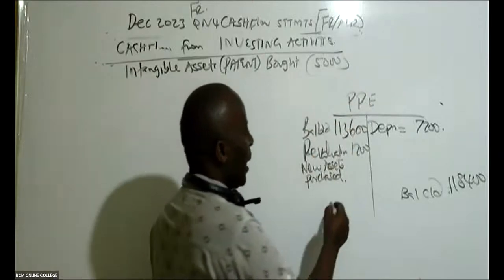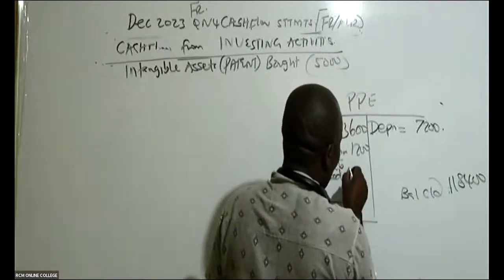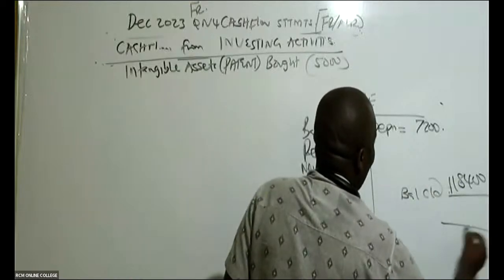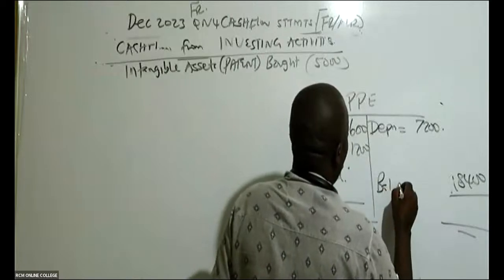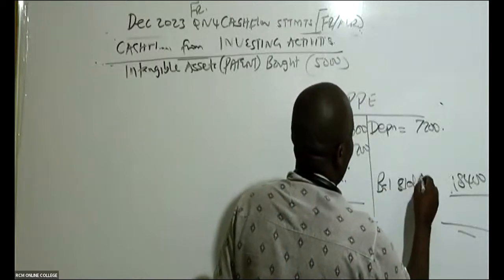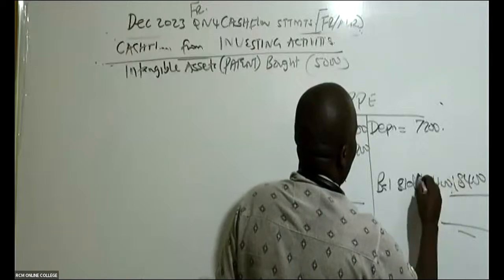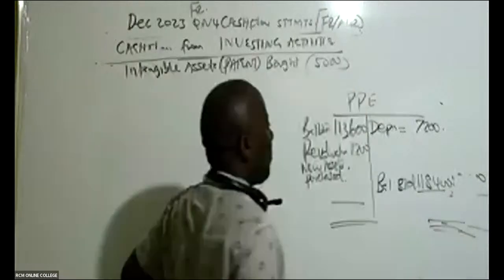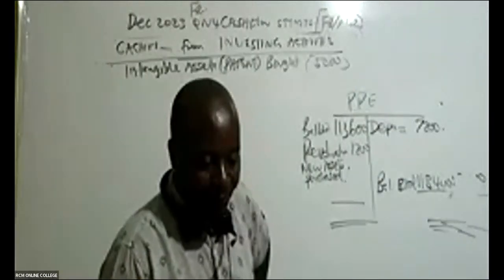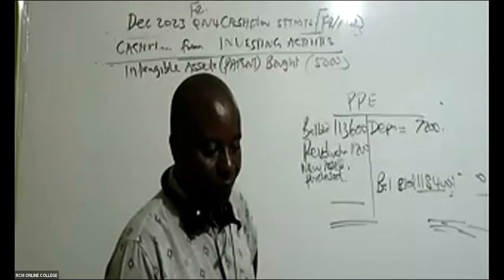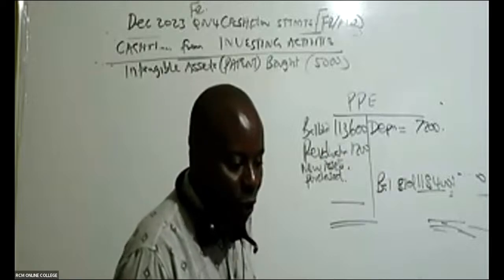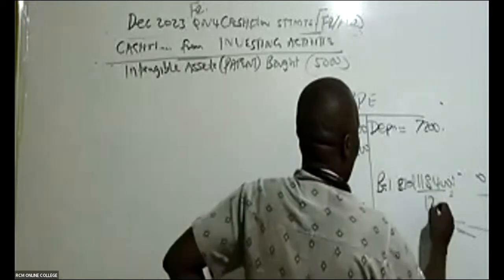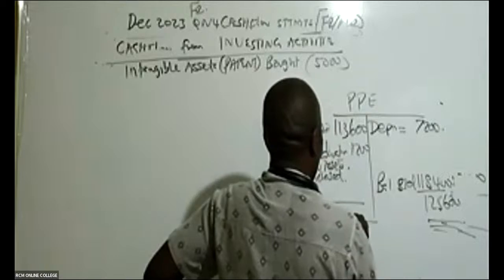So are you able to give me the balancing figure? The balancing figure is what will come here. Balance brought down, carry down 118,400 plus 7,200? So in the interest of time, because I must finish, 125,600. So this is 125,600.